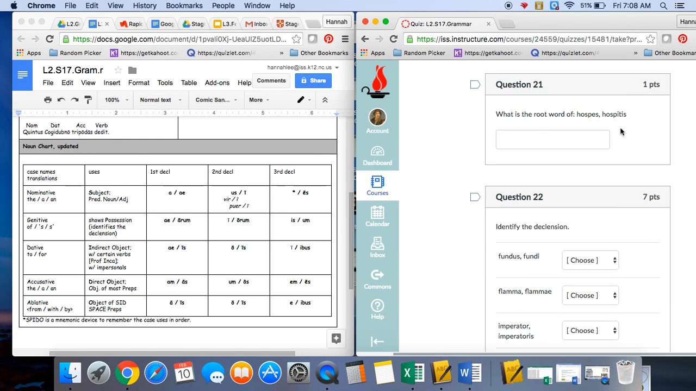Number 21, the root word for hospes. Hospes is the star spelling. That does not give us the root word. We have to jump to the next word. Here you have hospitis. I-S is the ending, so H-O-S-P-I-T becomes the root word.